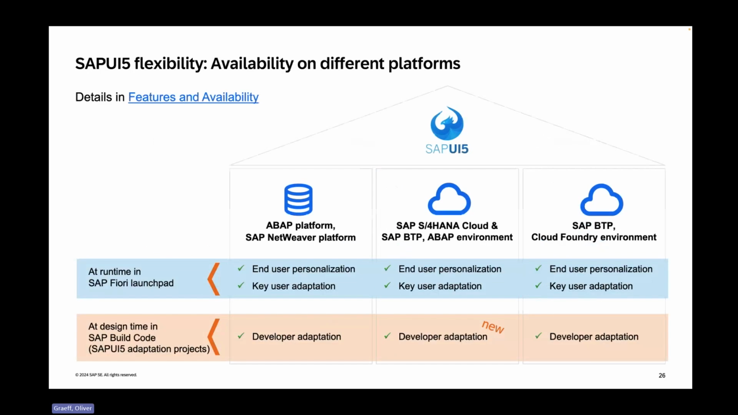So these are the types of users, and the functionality of SAP UI5 flexibility is available in different products. You see in the rows here the functionality: the end user personalization, key user adaptation and developer adaptation, what I just mentioned. And in the columns, you see the different platforms which correspond to SAP solutions. And in the middle, you see, for example, SAP S/4HANA Cloud. So this is the availability of SAP UI5 flexibility for S/4HANA Cloud. And as you can see, only recently we made the developer adaptation available for that.